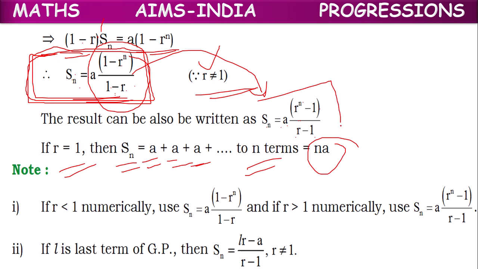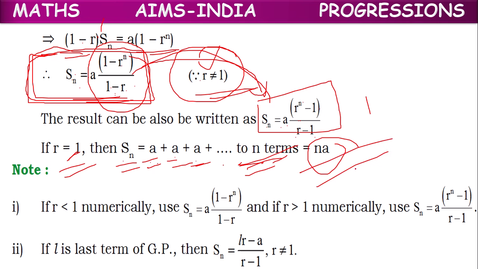In this formula, we should not substitute 1 because these two formulas are valid if r is not equal to 1. If r equal to 1, directly all terms will become equal to a. We will get n times, so its result will be na.